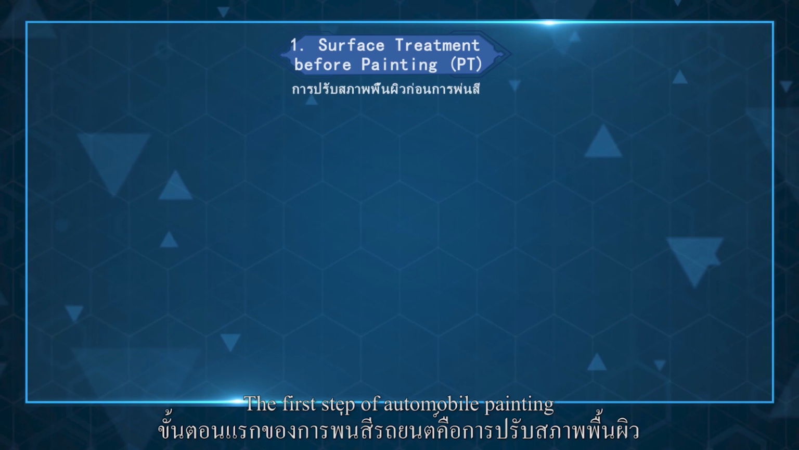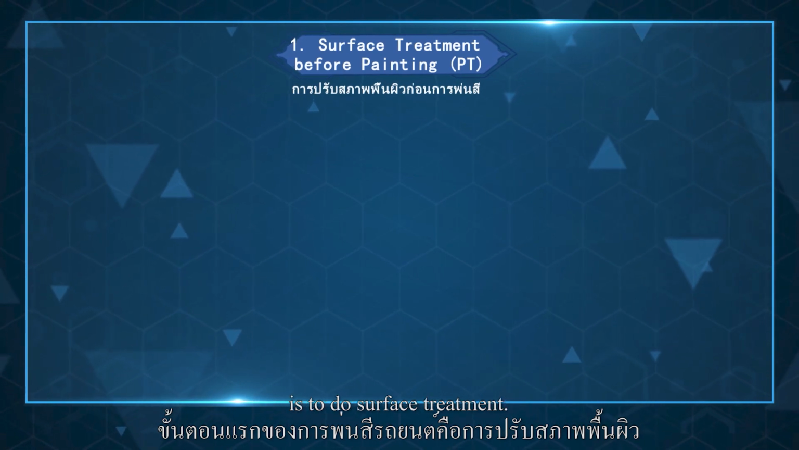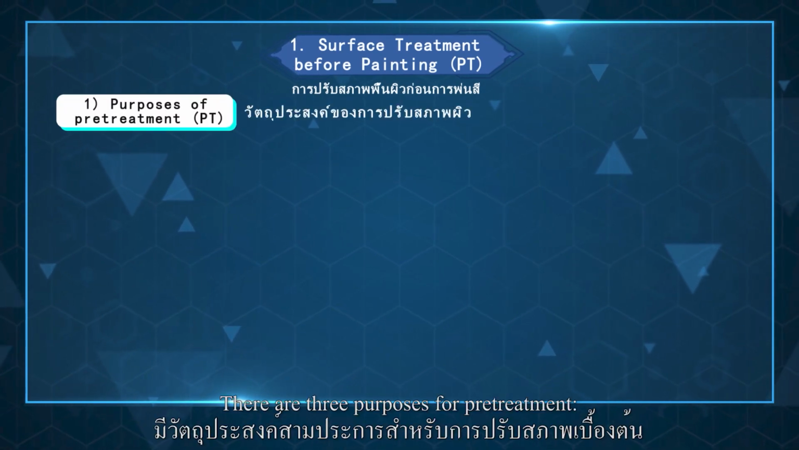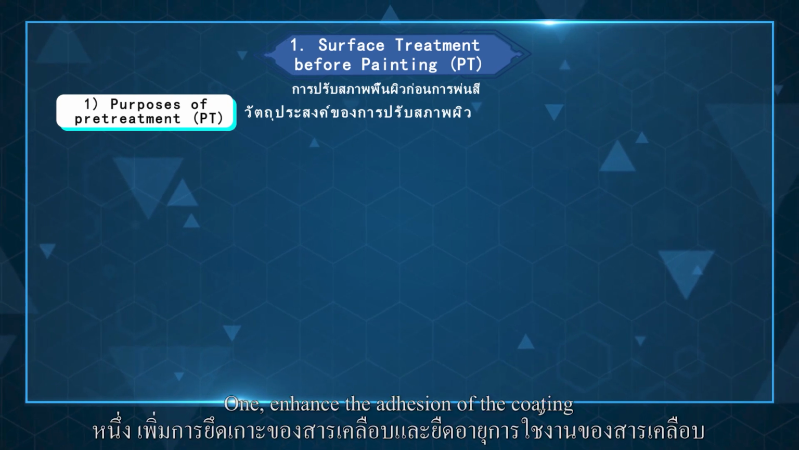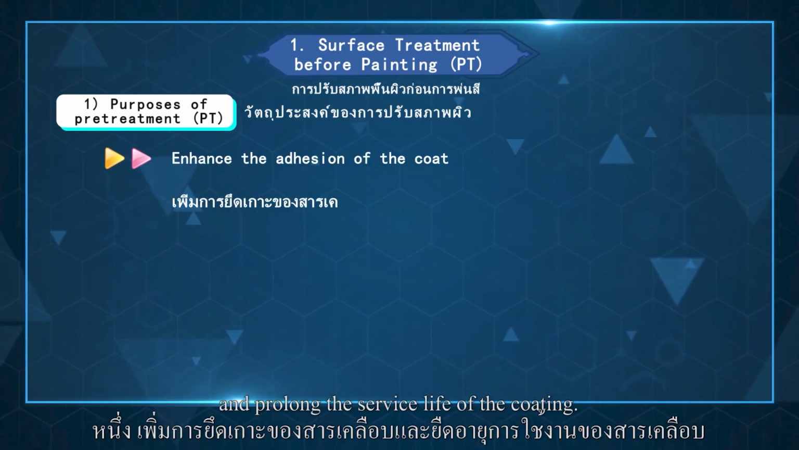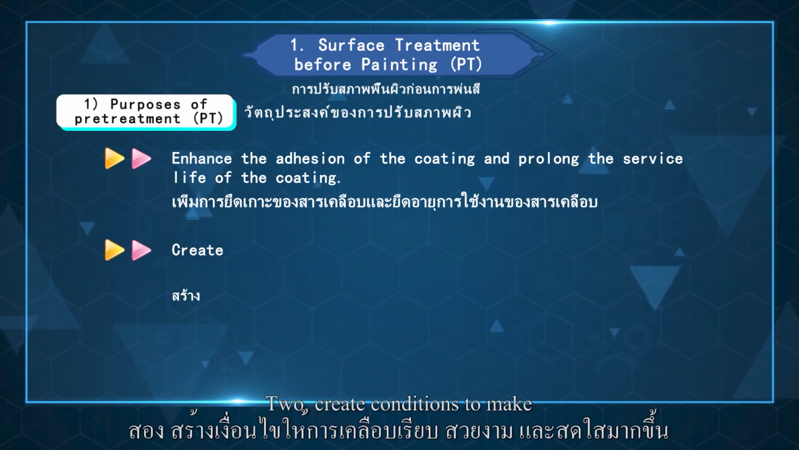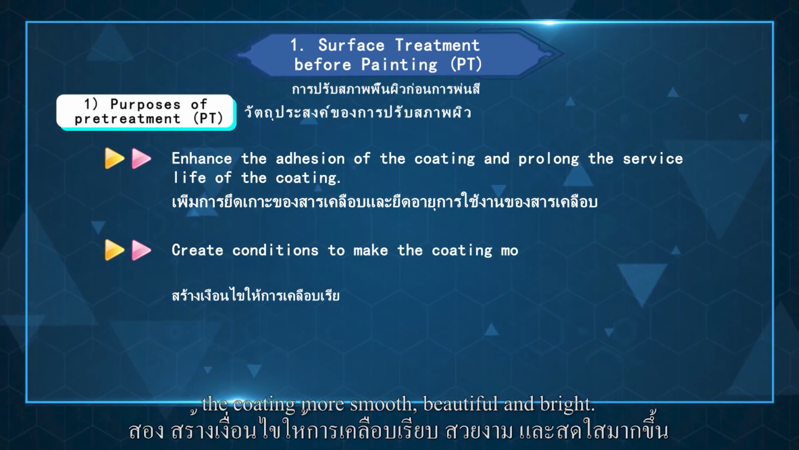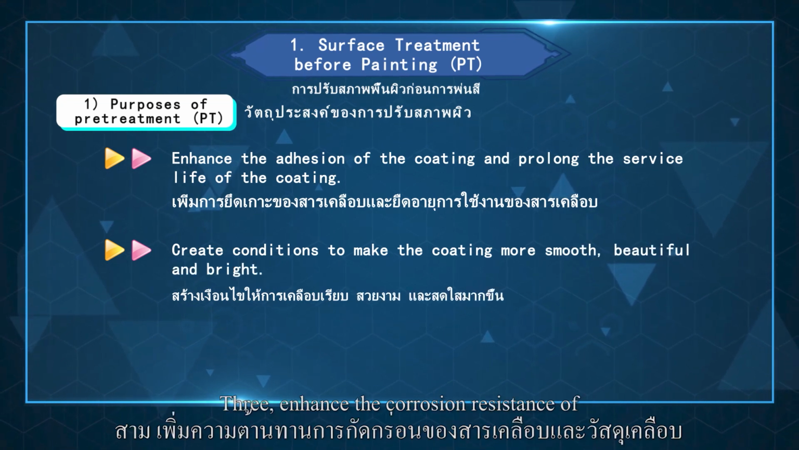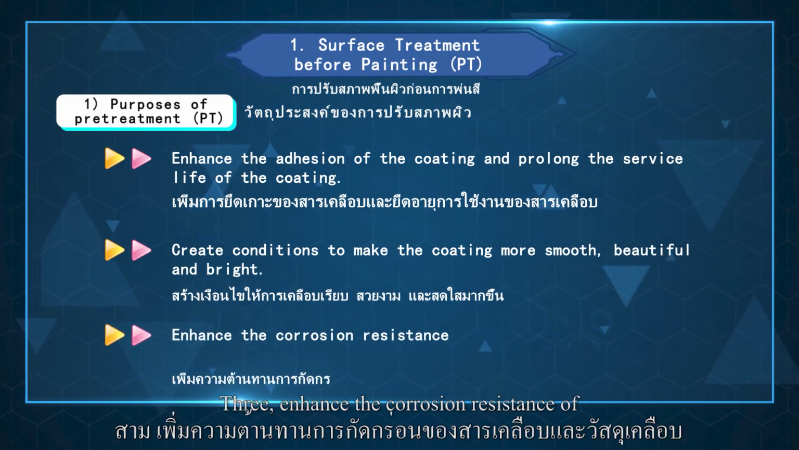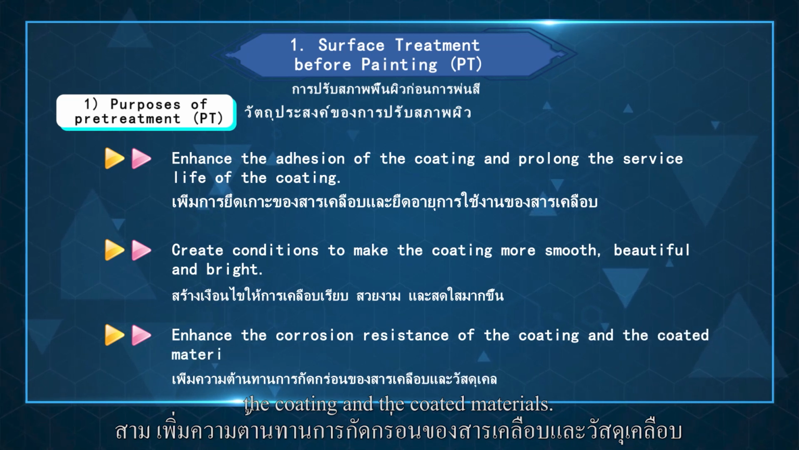The first step of automobile painting is to do surface treatment. There are three purposes for pretreatment. 1. Enhance adhesion of the coating and prolong the service life of the coating. 2. Create conditions to make the coating smoother, more beautiful, and brighter. 3. Enhance the corrosion resistance of the coating and coated materials.